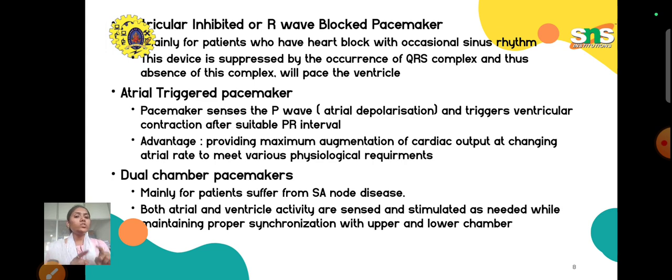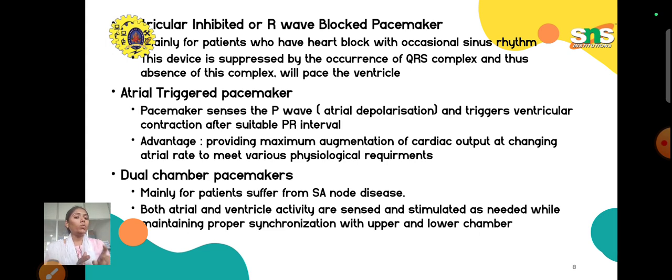Next is the dual chamber pacemaker. Some people have a problem with the SA node. The SA node is the natural pacemaker, so if you have a problem with it, the impulse from the SA node to the AV node will also be absent. The subsequent bundle branches and Purkinje fibers also will not receive any impulse. So when the SA node is improper, the subsequent nodes will not receive the proper signal, and the contraction and relaxation of the atria and ventricles will not take place properly.